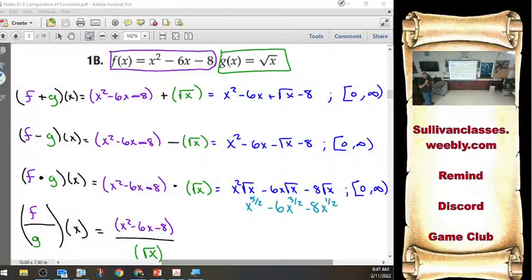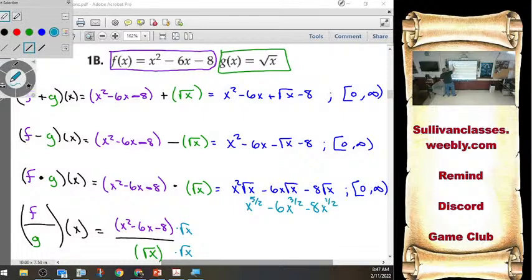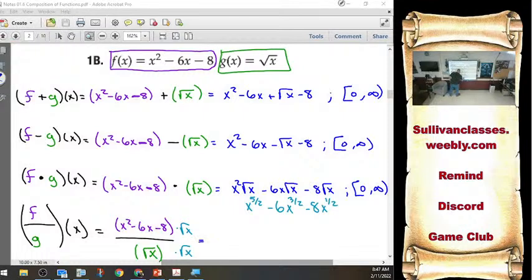Can I? Okay. Just want to throw that out there. Times square root of x times square root of x is x squared square root of x minus 6x square root of x minus 8, square root of x, all over x.